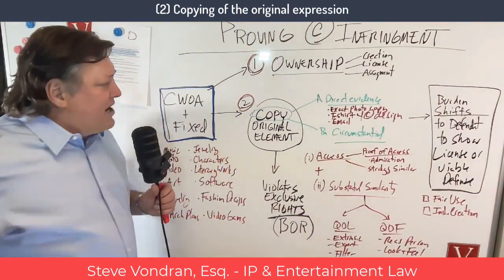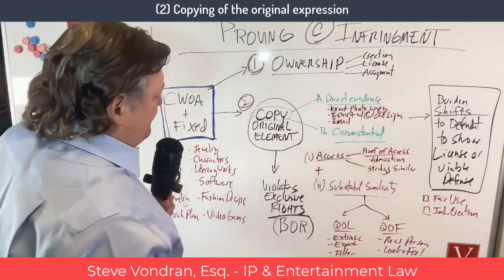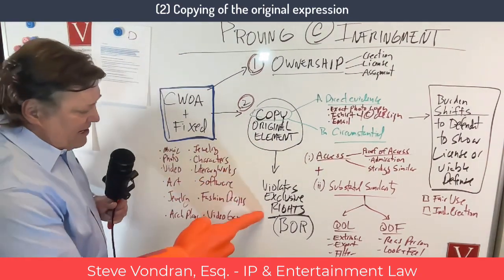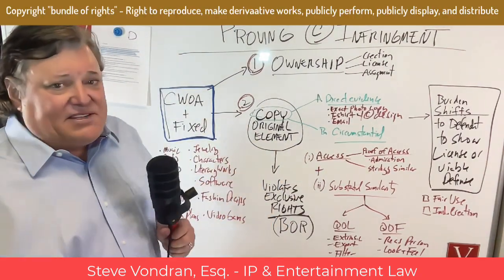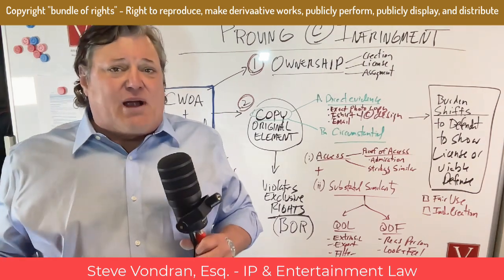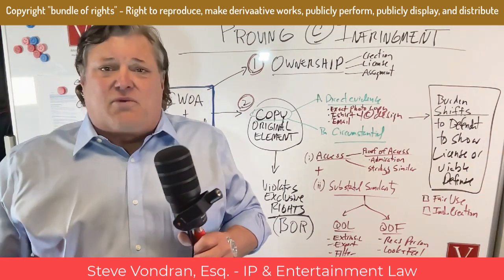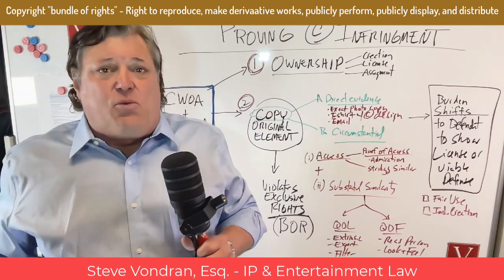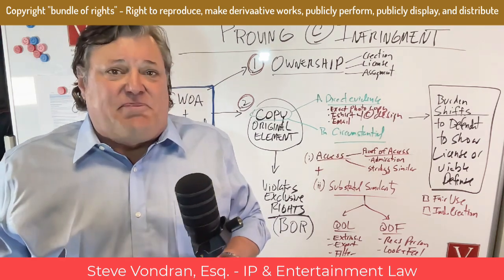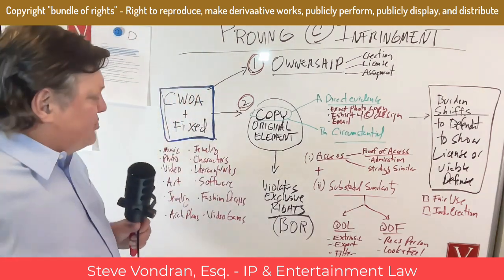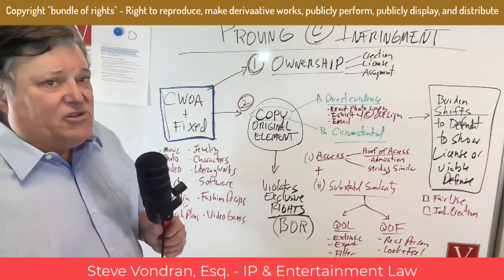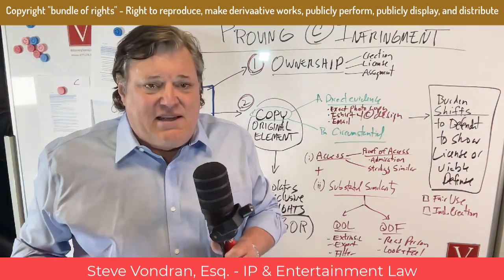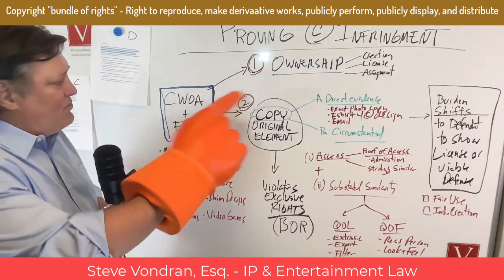So how do you prove copying? Copying violates one of the bundle of rights, what I call the BOR. When you have a copyright registration, you're going to own the rights to make reproductions, make derivative works, different varying works, to publicly display, and so forth and so on. So you have the bundle of rights. Copying, reproducing, distributing violates that right. So this is what we're talking about with the cause of action.